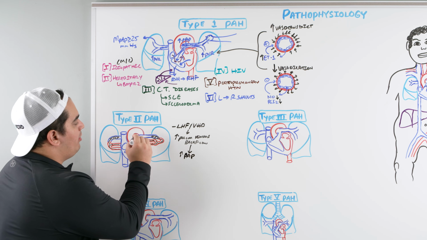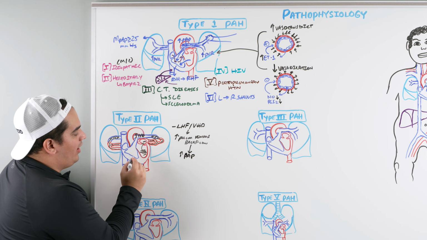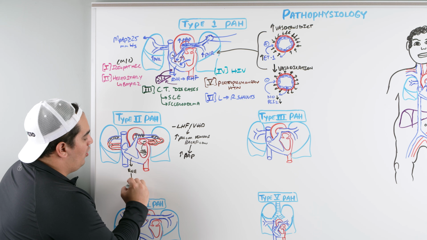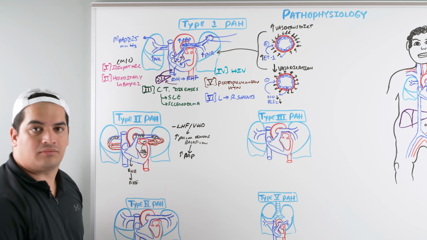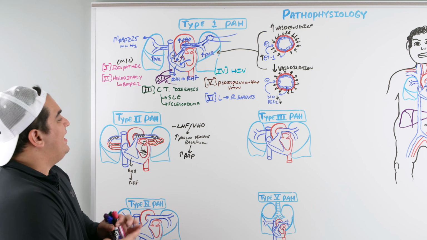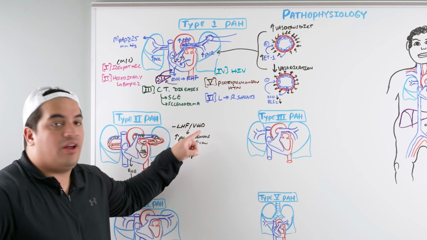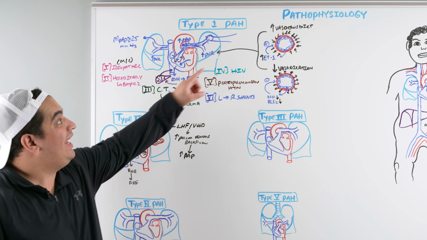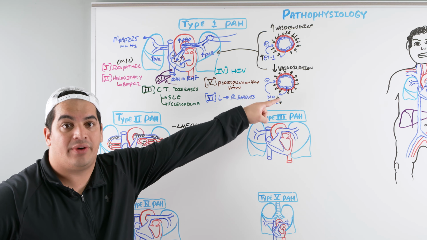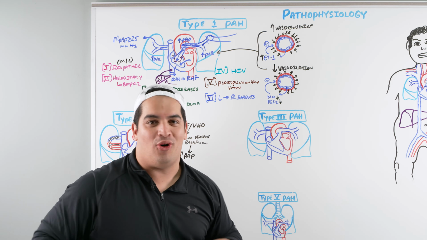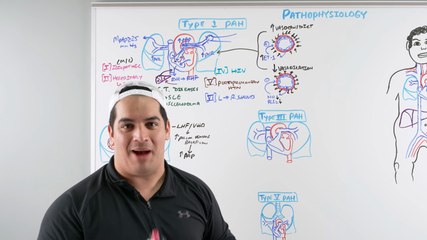As the pulmonary artery pressure increases, what does that do to the right heart? Strains it. What does that cause? Right ventricular hypertrophy. What does that cause? Right heart failure. Okay, so type 2 is left heart diseases, such as left heart failure, valvular heart diseases. Type 1, it's increase in vasoconstrictors, decrease in vasodilators, idiopathic, most common. Type 3 pulmonary artery hypertension is a lung problem.